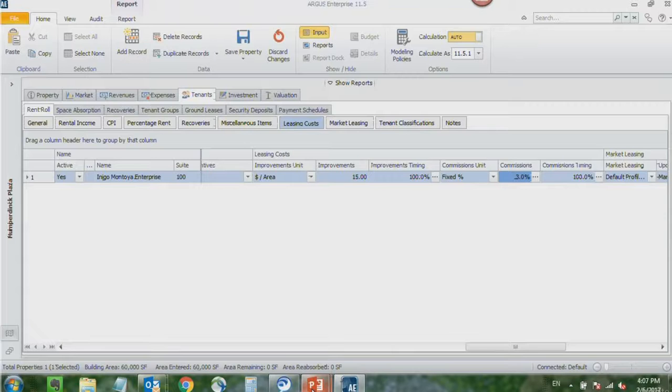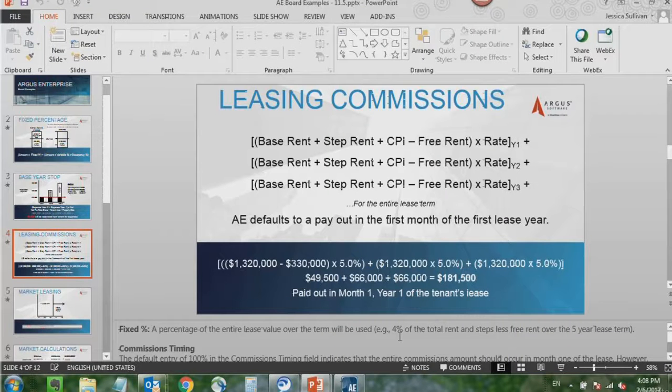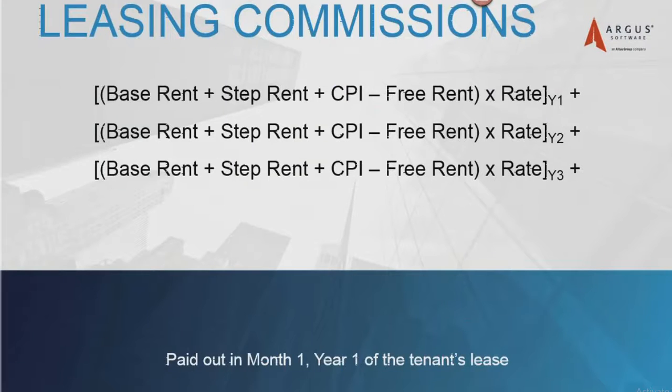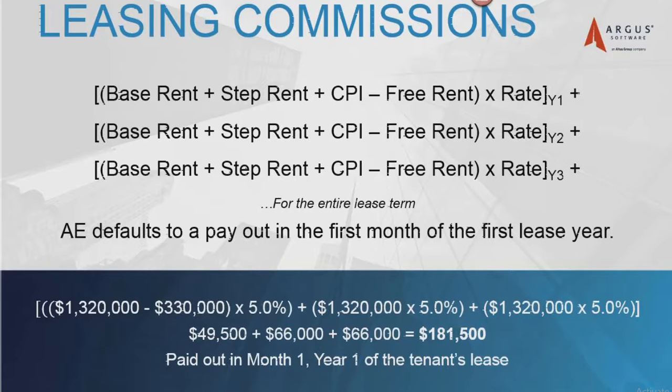And I will show you the leasing commissions calculation. It is going to be your base rent plus step rent plus CPI minus the free rent times the rate, and that is for every year of the lease for the entire lease term. That is all added up, and within AE, that pays that out year one, month one of the tenant's lease. It is much more common to see a 50-50 split payment for your leasing commissions. And so we'll talk about how to structure that payment as well.